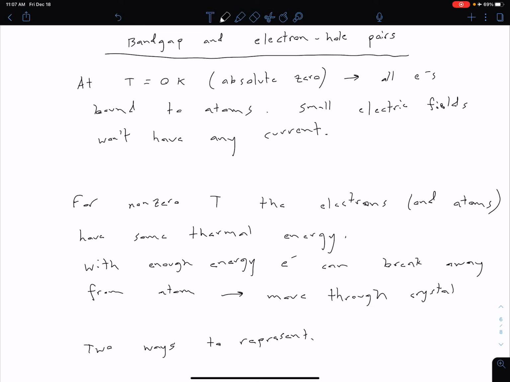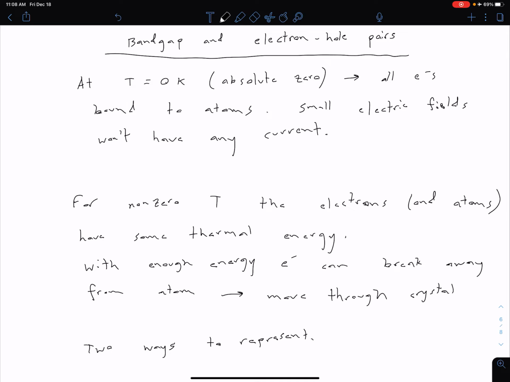So just as a refresher from our last video, we were talking about band gap and electron hole pairs. We said at 0 Kelvin we cannot have any free electrons because they're all bound to the atoms. But as our temperature rises above 0 K, we can have thermal energy, and if it's sufficient, our electron can break away from our atom and move throughout the crystal lattice.